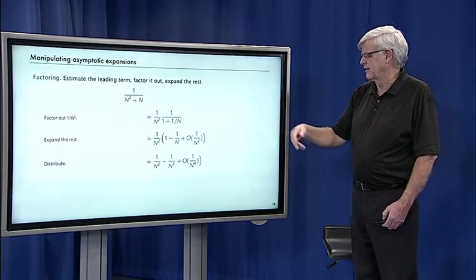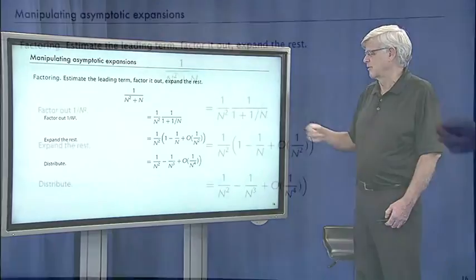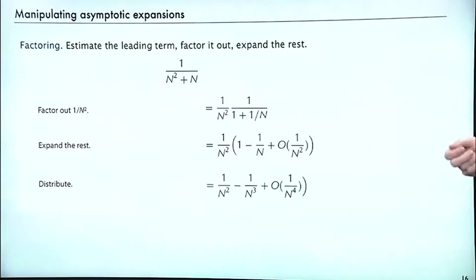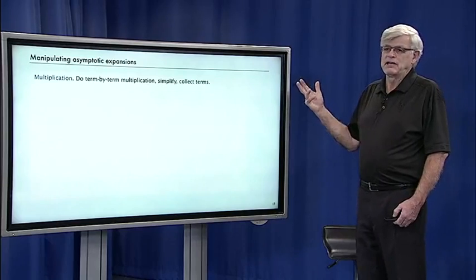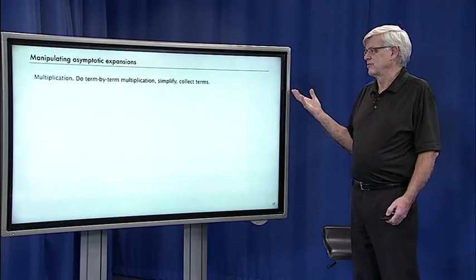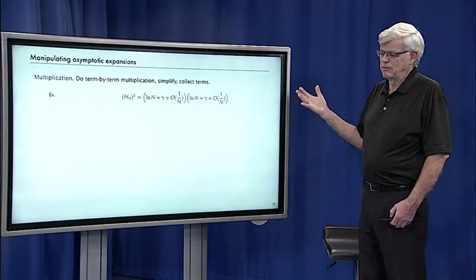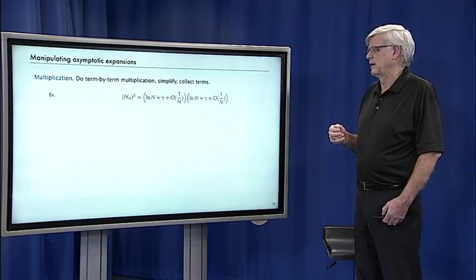You distribute that, so it's 1 over n squared minus 1 over n cubed plus big O of 1 over n to the 4th. That's an asymptotic series in the standard scale for 1 over n squared plus n, very easy to obtain. Multiplication. So multiplication is just algebra, but also employing simplification. When we have smaller terms, we throw them out.